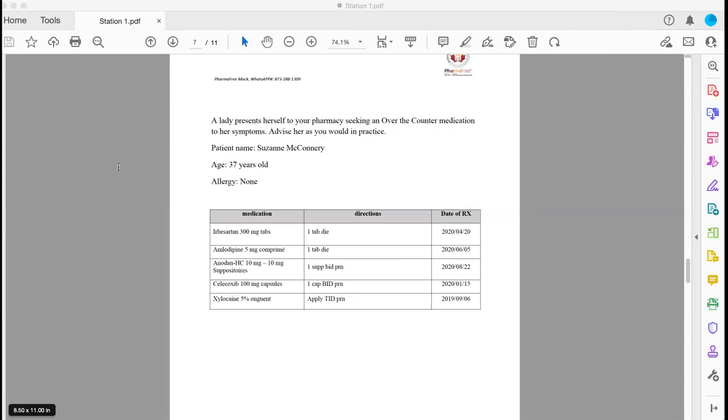Can we give Anasol Plus for the pain? She already had Anasol and it didn't work. She tried so many things over the counter and nothing worked. Because she's pregnant and has high blood pressure, nifedipine cream is the best option. Okay, no problem.